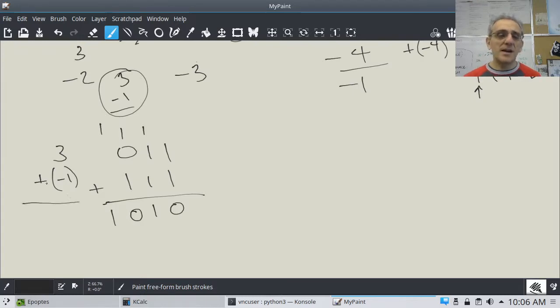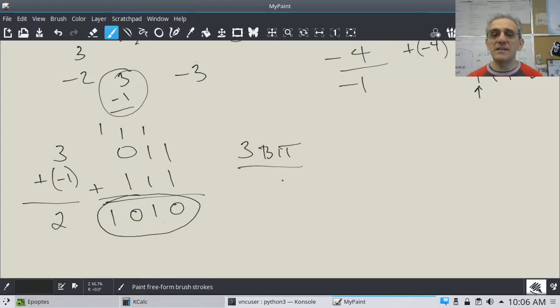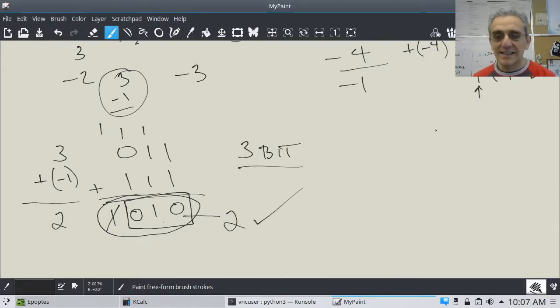Now wait a minute. I know that 3 take away 1 is 2. So what is this? That's not a 2. Is that wrong? Guess what? It's not wrong. Why is this not wrong? I'll tell you why. It's because we have a 3-bit system, and in a 3-bit system, you can only have a maximum of 3 bits, not 4. That means this last bit gets discarded. And if you discard the fourth bit, then what are you left with? You're left with 010, which is 2. Correct. See how that works? That's what I wanted to show you.